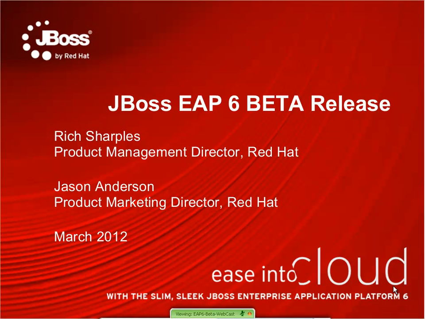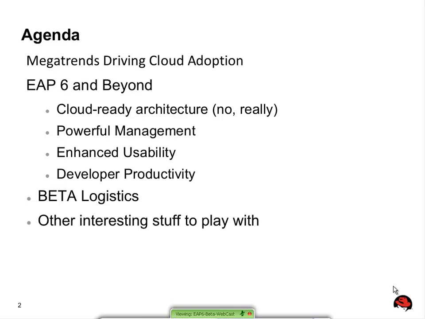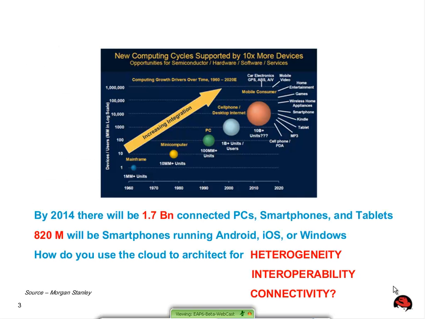I'm also joined today by Rich Sharples, who will be walking us through some of the really great new capabilities and features of EAP 6, as well as some of the other things we have going on that are pretty exciting as well. So we're going to start talking about some of the market trends that are driving us in the direction we went for EAP 6. And then after that, Rich will take over and really walk us through the product so everybody can understand what is new, what's going on, and how it works. So on that note, let's just dive right in.